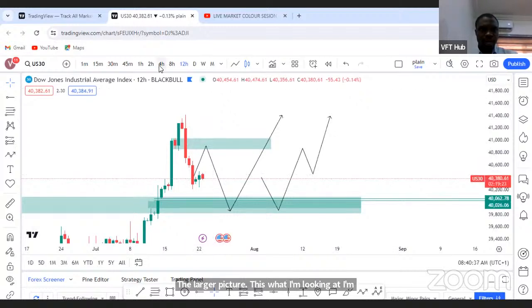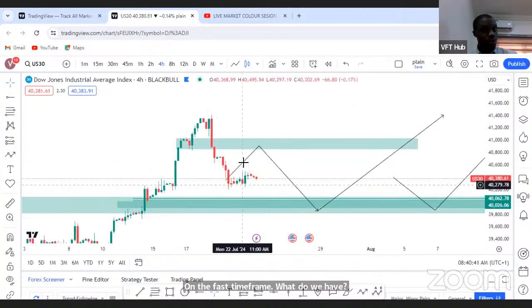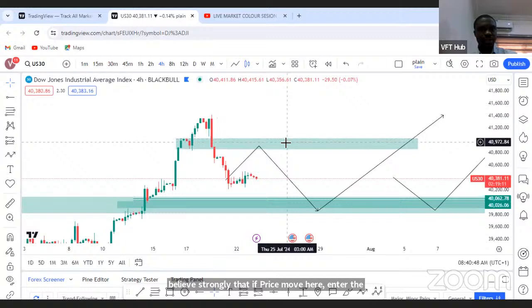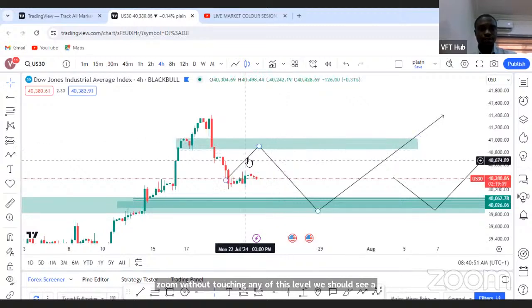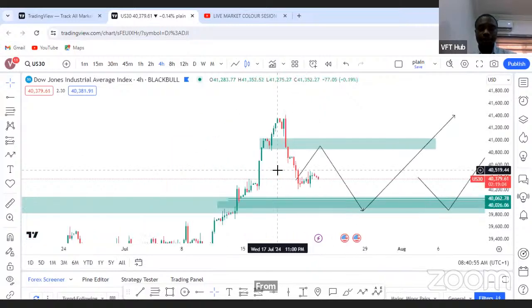On the 4 hours time frame, what do we have? Nothing really. I believe strongly that if price should move here, enter this zone without touching any of this level, we should see a massive sell-off from this place. We just see it turn to the downside and then start the original buy, right?